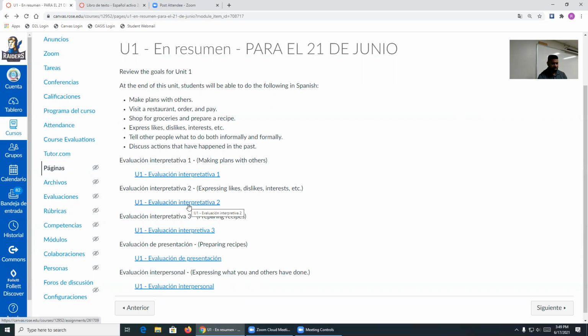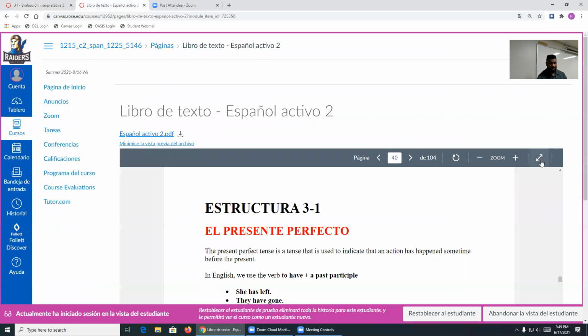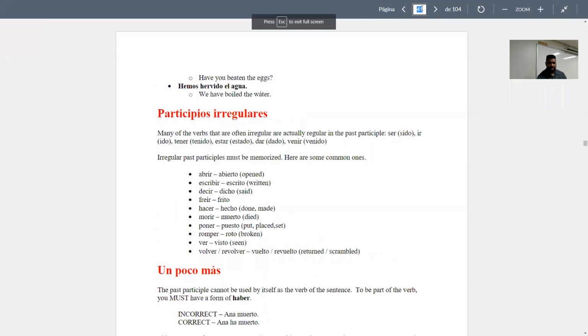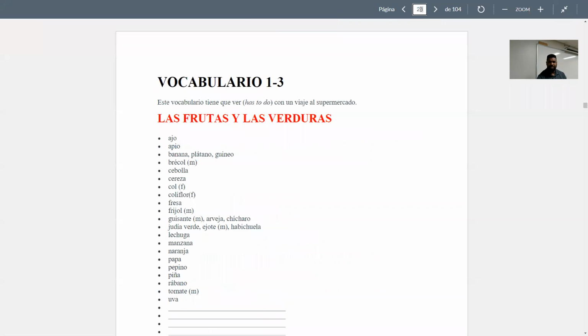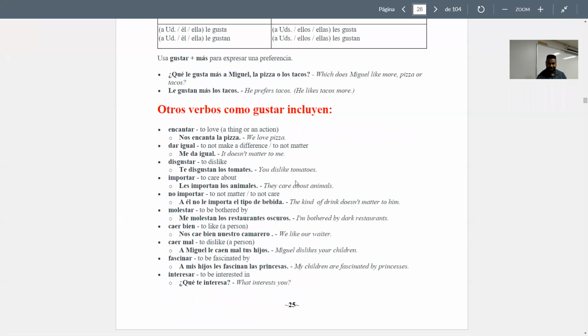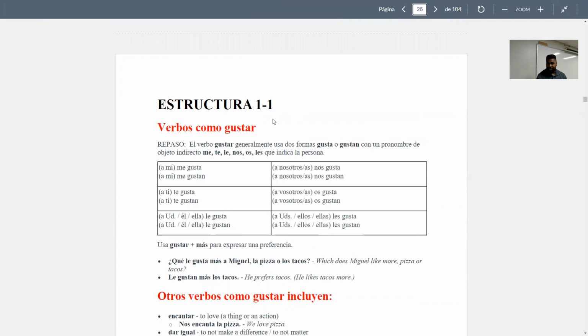This has to do with using verbs como gustar. So you want to familiarize yourself with the following. Let's go back to the textbook. Yo creo que estamos en la página 28, if my memory serves me correctly. And it did not there. So, oh, here we are, 25. Verbos como gustar.